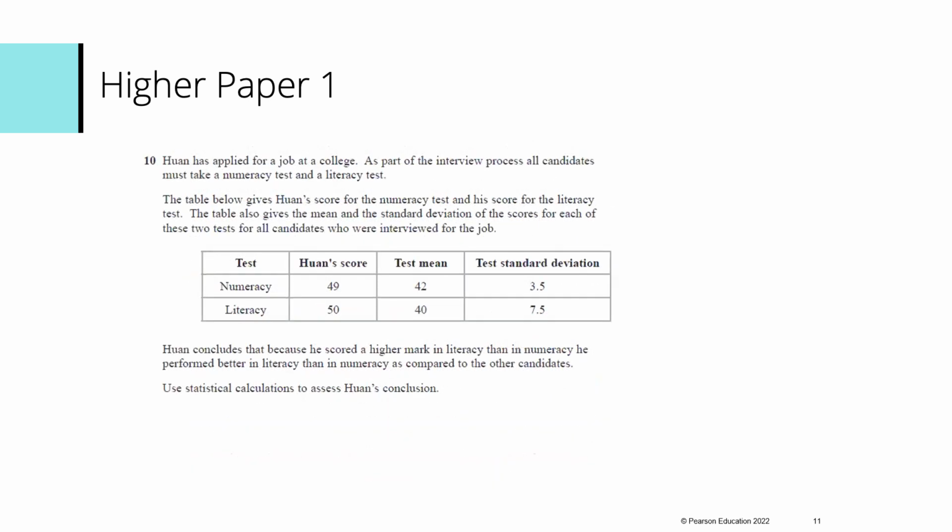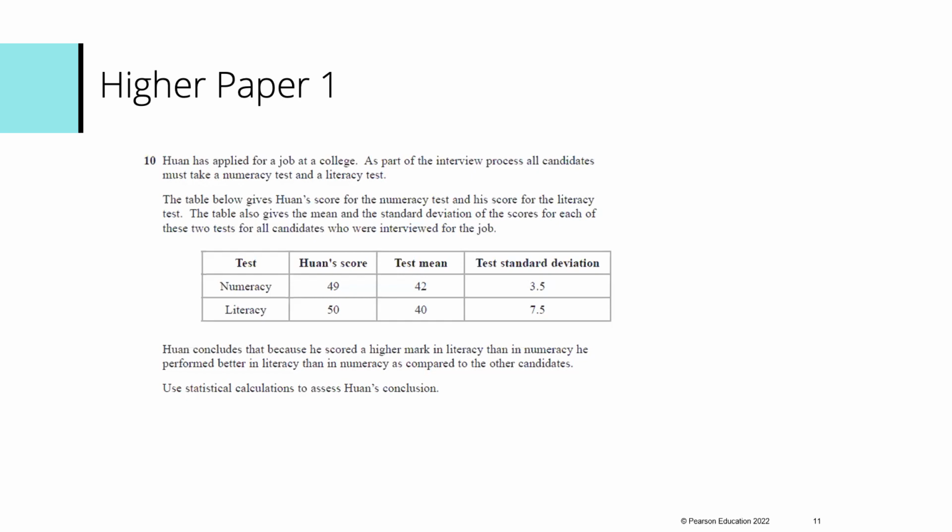Skipping a little bit through then paper 1 to question 10, standard deviation and standardized scores. This was actually done relatively well by the majority of students, using statistical calculations. It's nice to see that most students knew how to do a standardized score. And again, we're getting to the middle of the higher paper, so it was a good question for students to get some marks on.